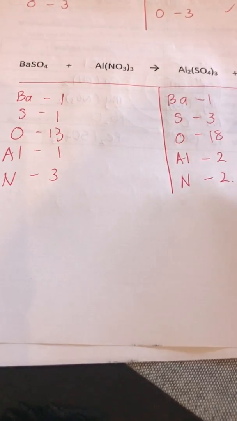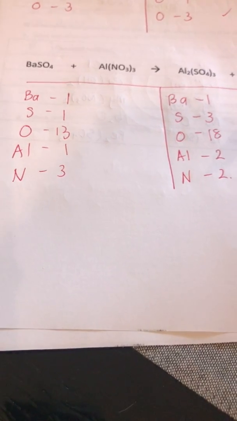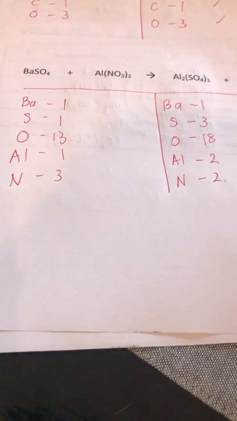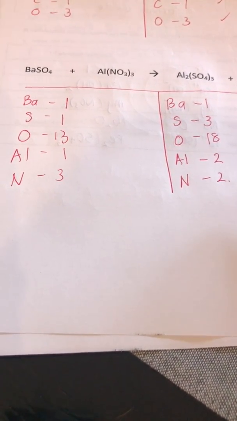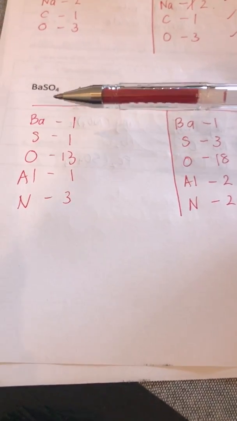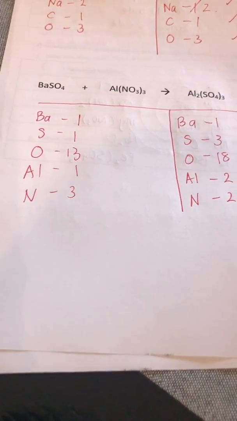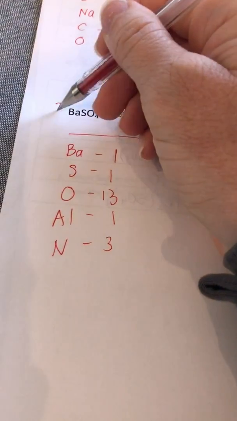Alright, so when I'm looking at this I'm not going to try and fix oxygen, it will fix itself because it is in every location. So every time I try and fix something else, oxygen will change, so it'll ultimately fix itself. I'm going to try and fix some easy ones. So I could fix sulfur by putting a 3 in front of the sulfur containing compound, so I'll do that.